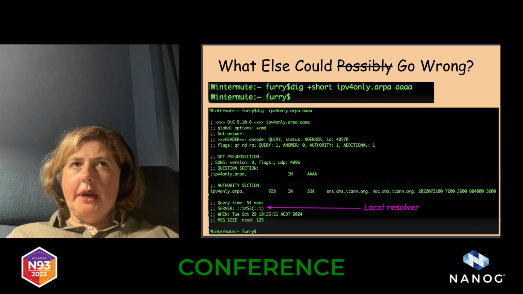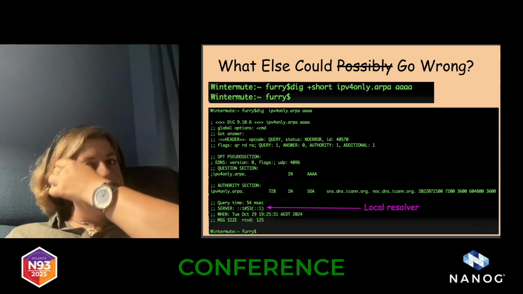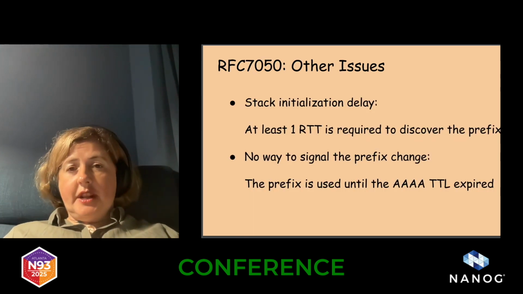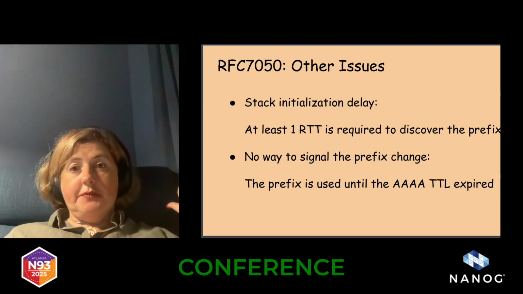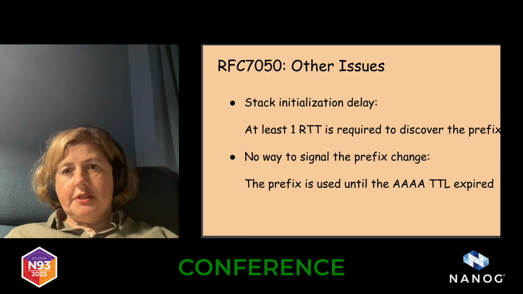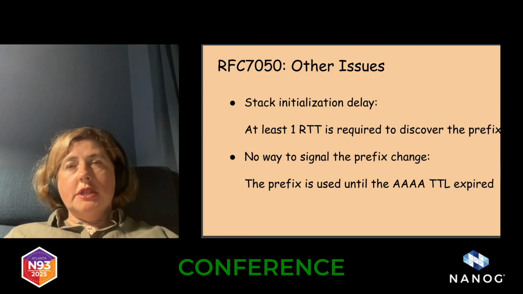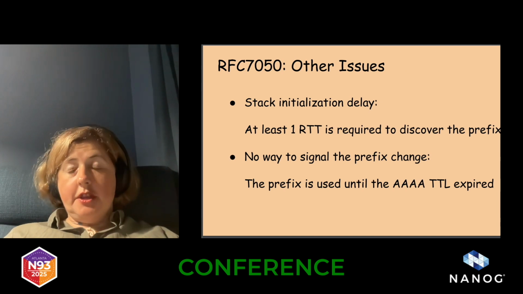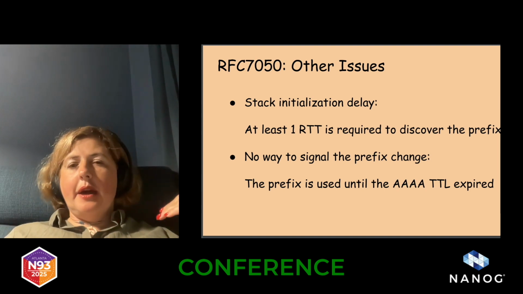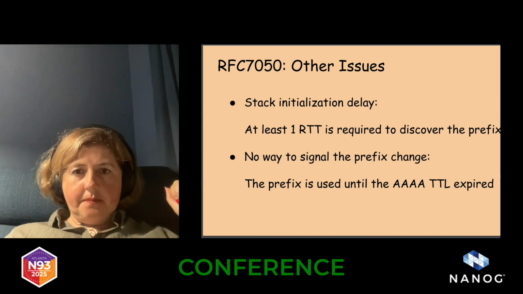So at that point in time, people started to think about, can we improve 7050? Can we make it better? Can we make it work with DNS over HTTPS, DNS over TLS, and so on? Well, first of all, there are other fundamental issues with using DNS to discover PREF64. First of all, it introduces at least one RTT delay, right? So on top of all other delays in initializing the network stack, the host now needs to send a DNS request, get a DNS response, and only after that can the host discover the prefix and start initiating CLAT. Well, it might not sound like a long delay, but some users disagree.